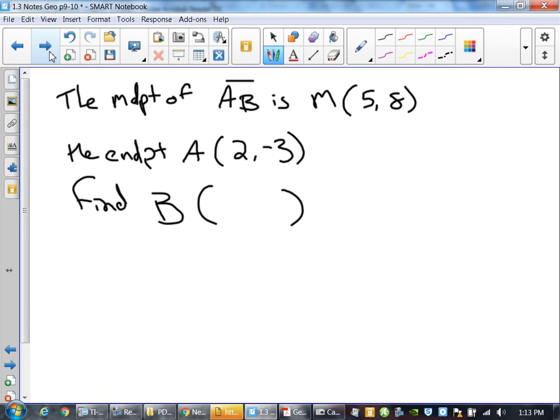The midpoint of segment AB is M at 5, 8. The endpoint A is at 2, negative 3. Where's B? What do you think I'm going to suggest that you do?